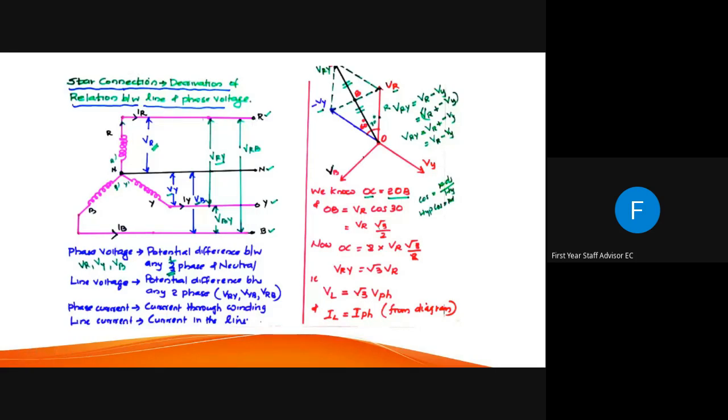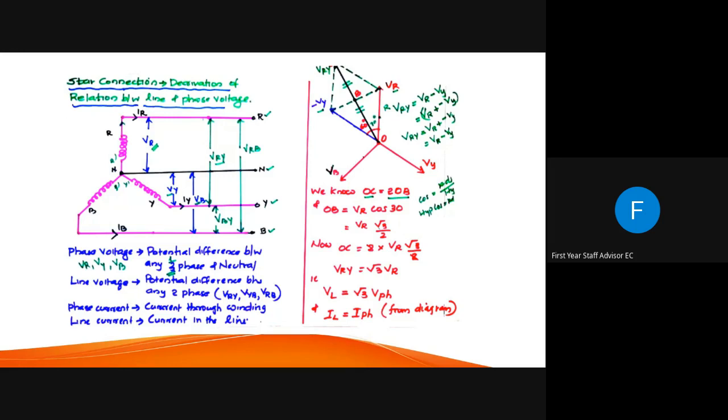Okay, so in the last class, we were discussing the star connection. We learned four new terms. The first is phase voltage, which is the potential difference between any one phase and neutral. Then we learned line voltage, which is the potential difference between any two phases or two lines.